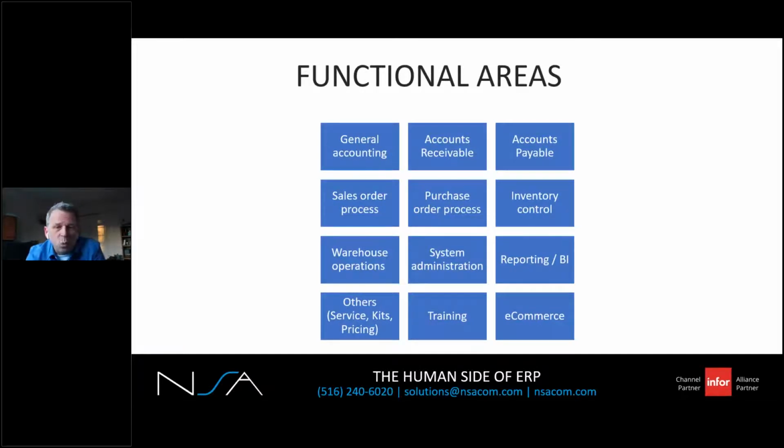So before you can decide on what champions you require, you need to identify your company's major functional areas. These are the typical functional areas, but every company can be very different. So you've got your accounting, you've got your AR, AP, sales order processing, purchasing, inventory control, warehouse operations, sysadmin, of course, reporting or business intelligence, as you may call it. You may have even a dedicated training person, believe it or not, in some larger organizations. E-commerce may have a dedicated individual in the project. And then there's the other ones as well.